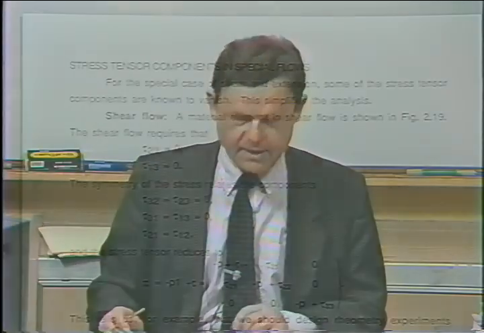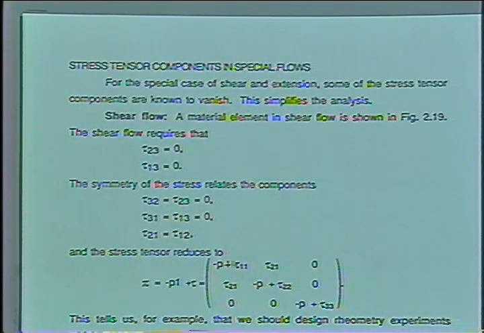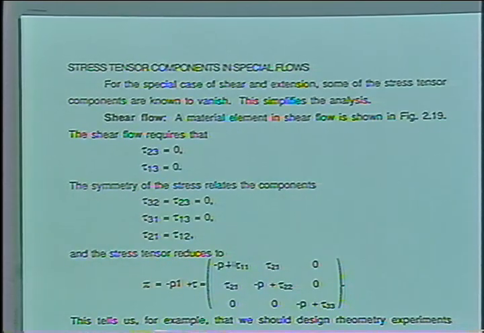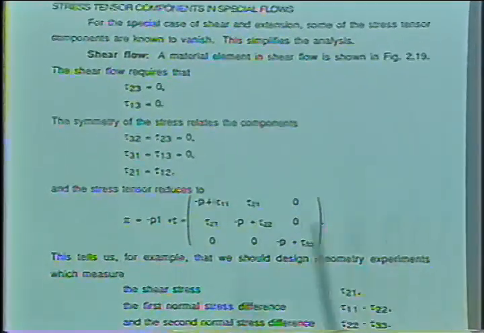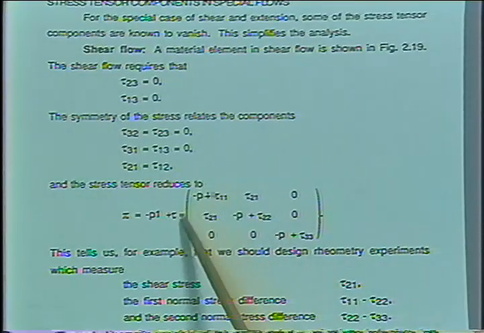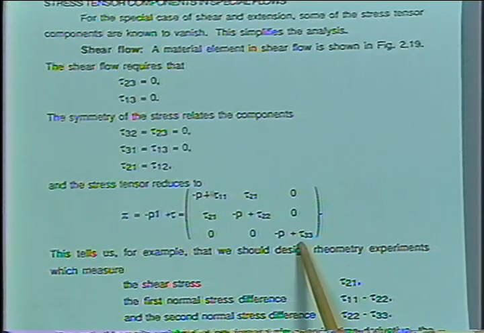Now, we will look at the stress in shear flow and in extensional flow. So what's the matrix of the stress tensor in the specific coordinate system? Remember, we picked a specific coordinate system for shear flow, where the one direction was the flow direction, two direction the gradient direction, and three the neutral direction. And we will now write down the matrix of the stress tensor in this type of coordinate system.